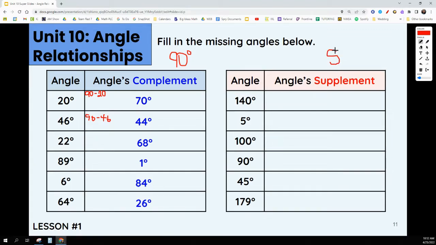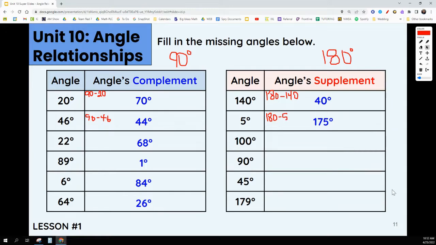Next slide, it says find the angle supplement. Make sure you know that has to add up to 180 degrees. So if one of the angles is 140 degrees, I'm going to do 180 minus 140. Find out what's left over for that second angle, and the answer would be 40 degrees. If one of the angles is 5 degrees, I would have to do 180 minus 5, and the next angle would be 175 degrees.